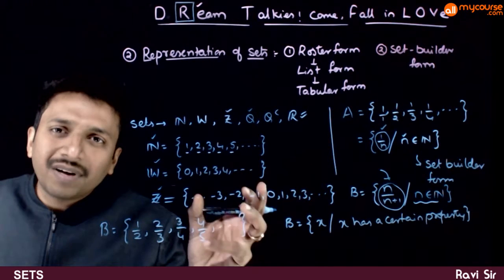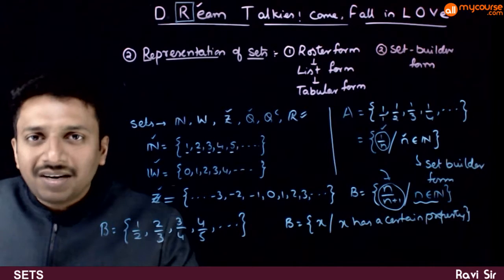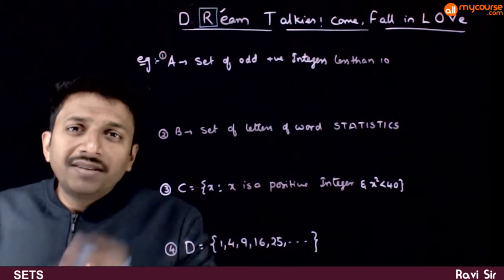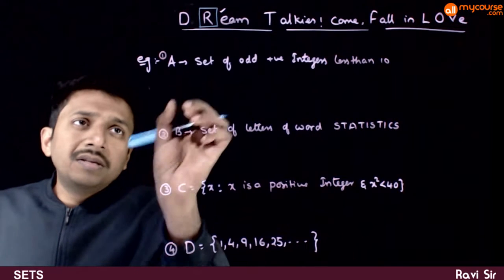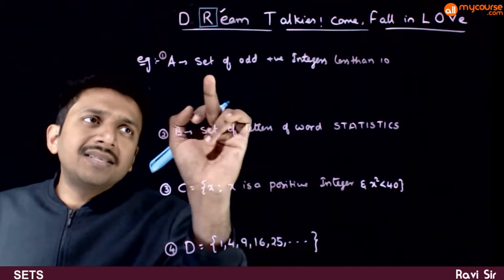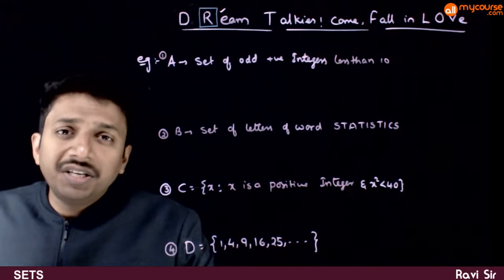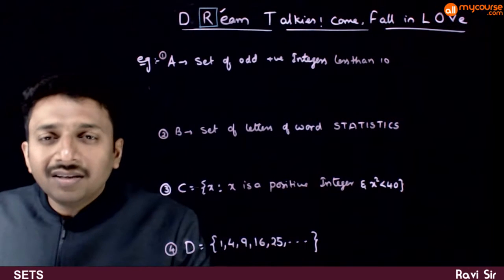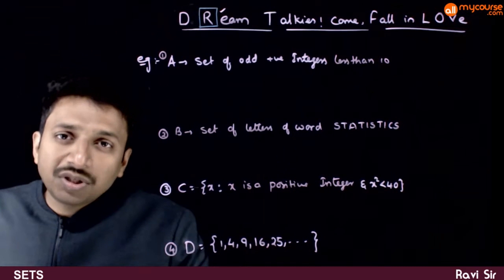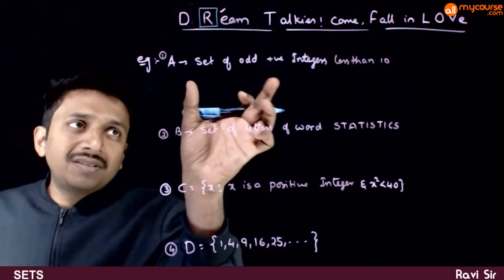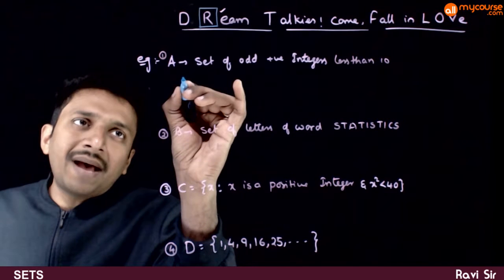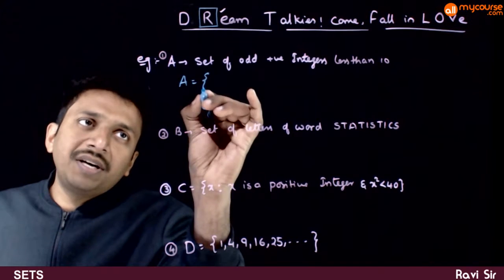Let us look at some more examples to better understand roster form and set builder form. In the first example, A is a set of odd positive integers less than 100. How do you represent this in roster form and set builder form? This is a description which is given in English. So let us write the mathematical way in which this can be written.